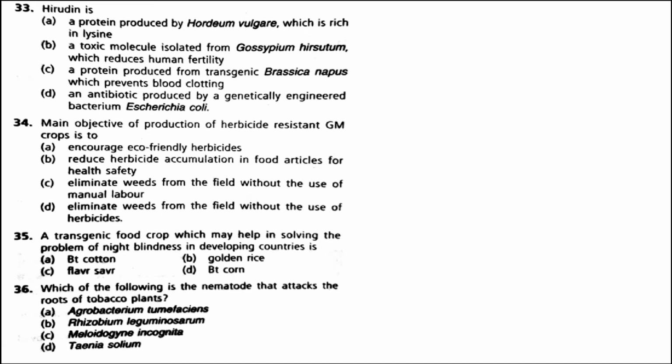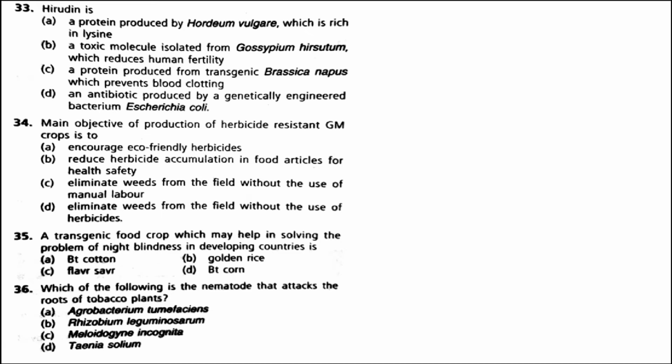Next, a transgenic food crop which may help in solving the problem of night blindness in developing countries is: A. Bt cotton, B. golden rice, C. flower saver, D. Bt corn. And the answer is option B.